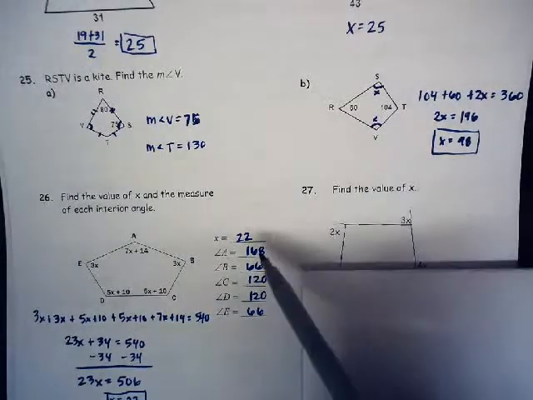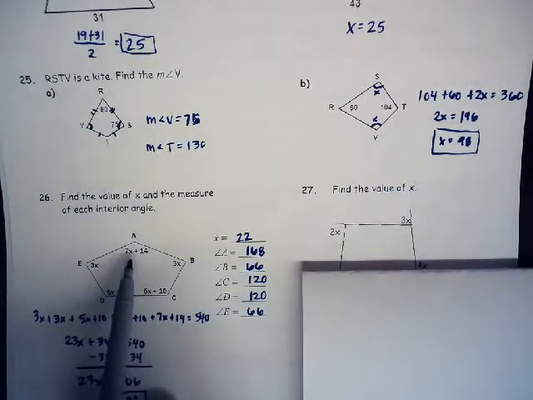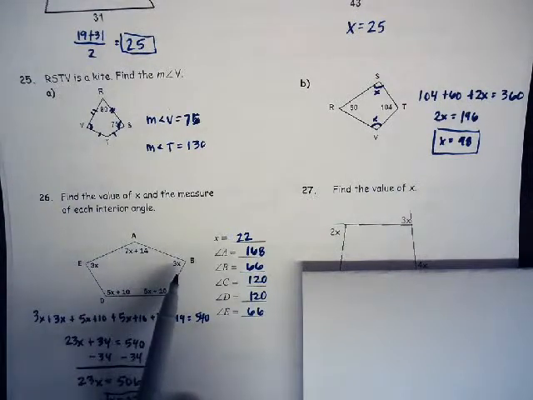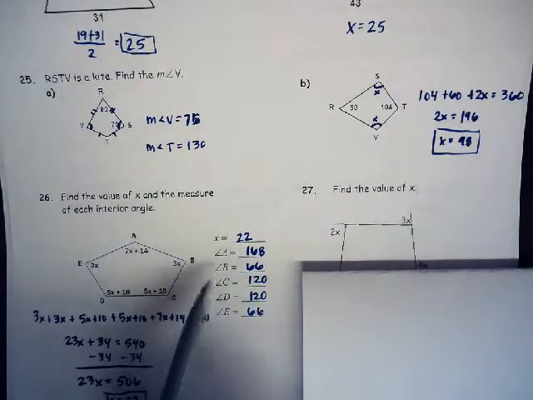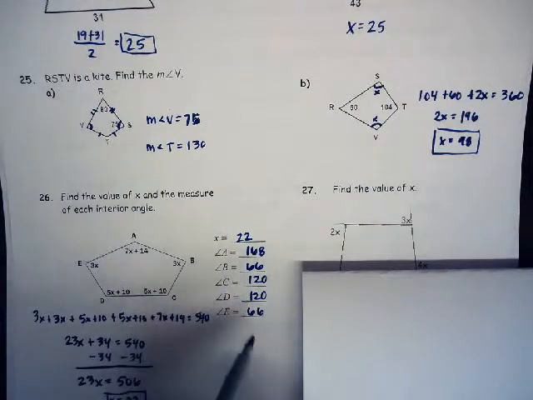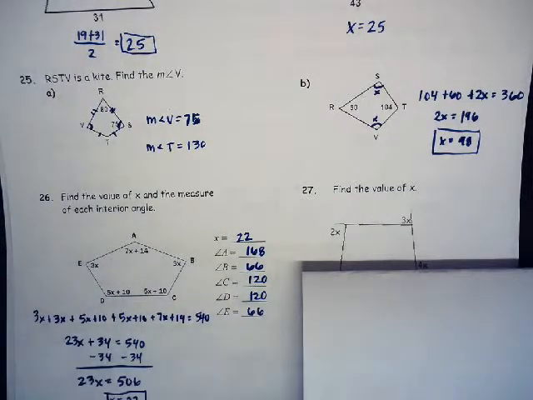And once I found that x is 22, I just plug 22 in. So to find angle A, I plugged it in right there. To find angle B, I plugged it in right there, and so on. But I noticed that B and E were the same, so I just went ahead and copied 66 down to there.